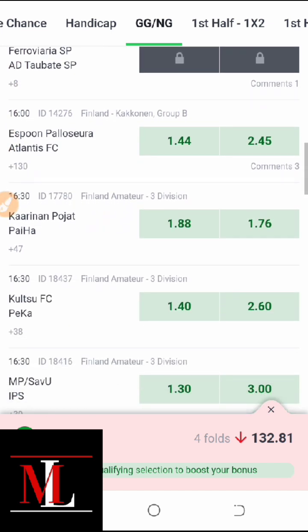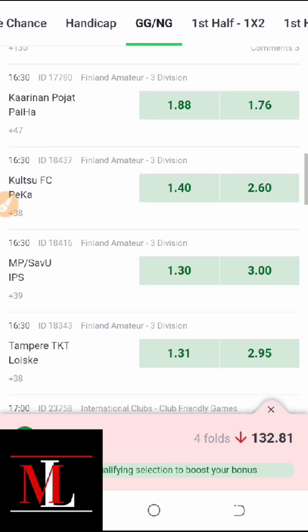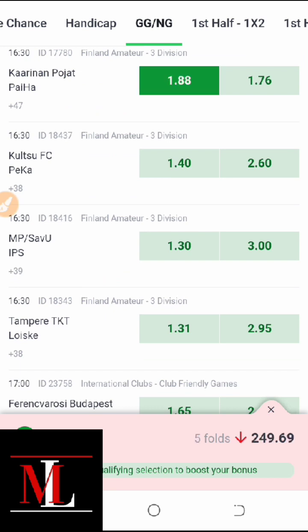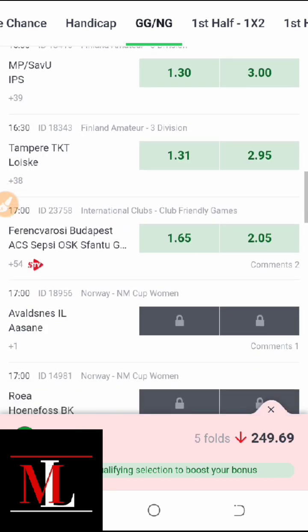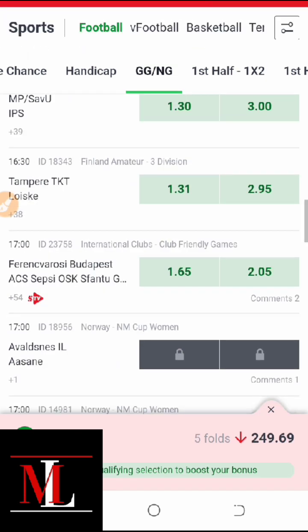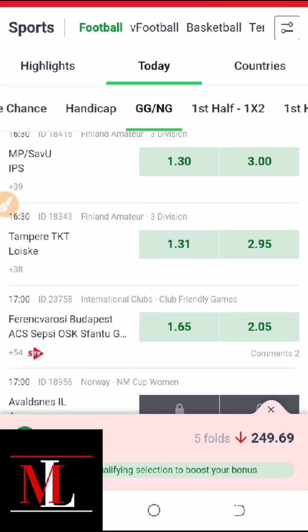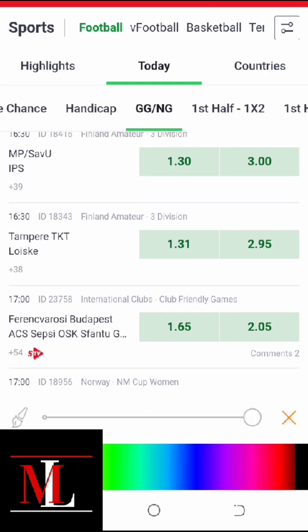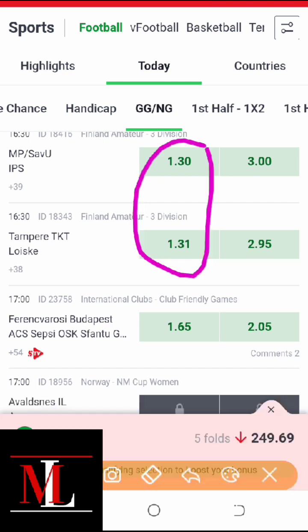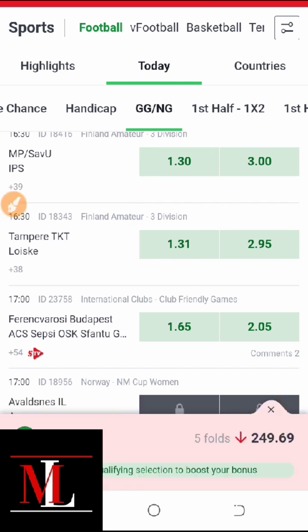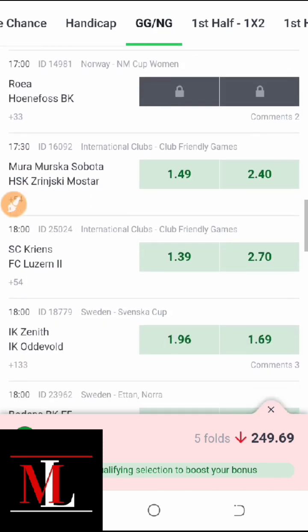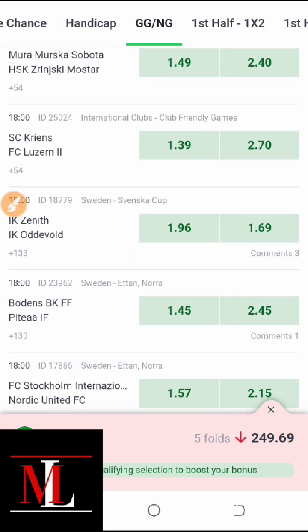So what I normally do, whenever I want to play both teams to score, is go to my favorite bookie, which is what I'm using now, Sporty. I will select the higher odd and then I stake. But the way I stake my game, I don't combine more than 2 games in a ticket. I try to avoid the ones they give smaller odds, like those I circled in purple. Those are the ones that you should avoid.